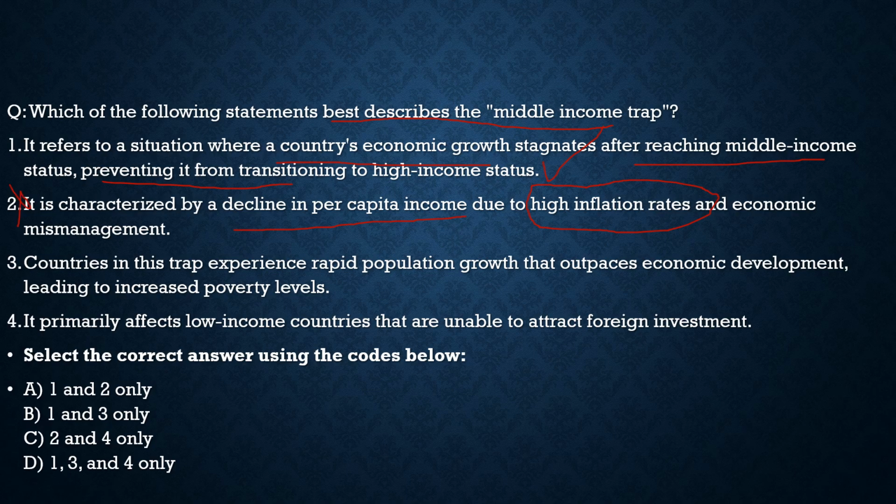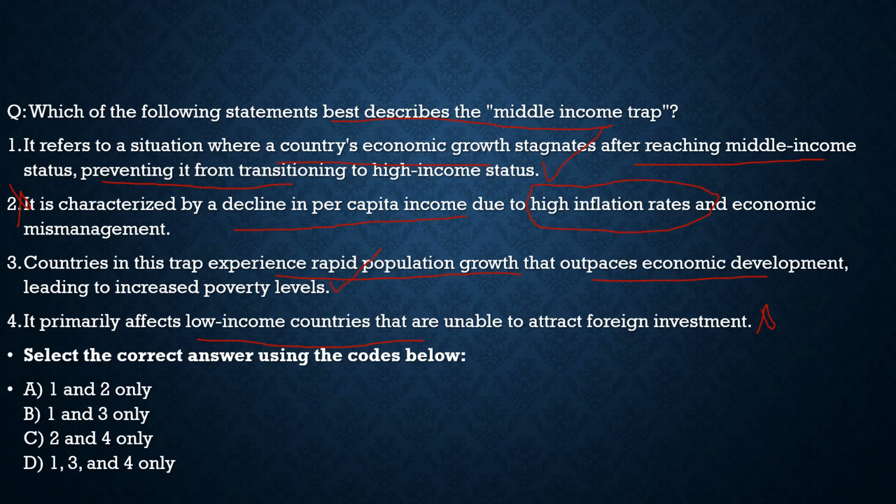Third statement, countries in this trap experience rapid population growth that outpaces economic development, leading to increased poverty levels. 100% correct. Fourth, it primarily affects low income countries that are unable to attract foreign investment. This statement itself is incorrect, because it does not impact the low income countries. Then it would not have been called the middle income trap.